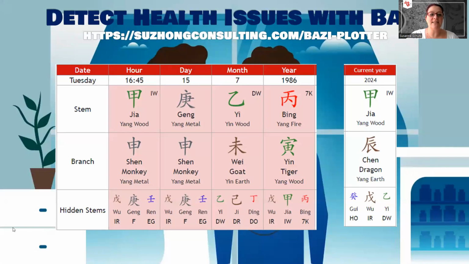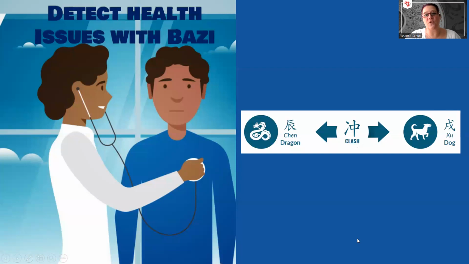All right. Now let's have a look at these clashes for all those who are new to Bazi and maybe don't know what the clash is. Here we go. So the first one is a dragon and the dog. This is the clash that comes into effect this year. So we are going this year through a dragon year. And because the dragon clashes with the dog, everyone who has a dog in their Bazi chart may experience certain health issues, especially if you have the dog in the day.